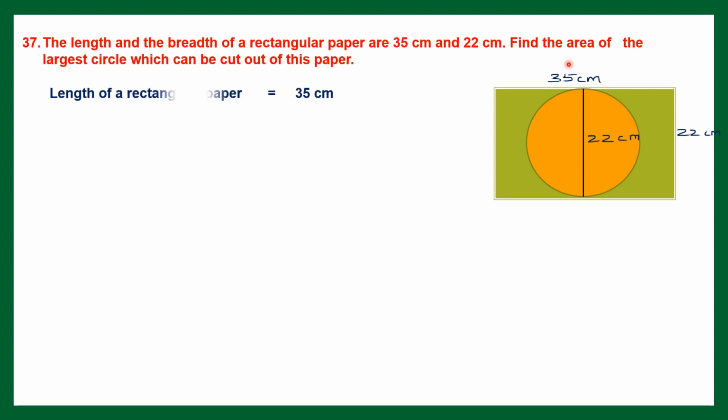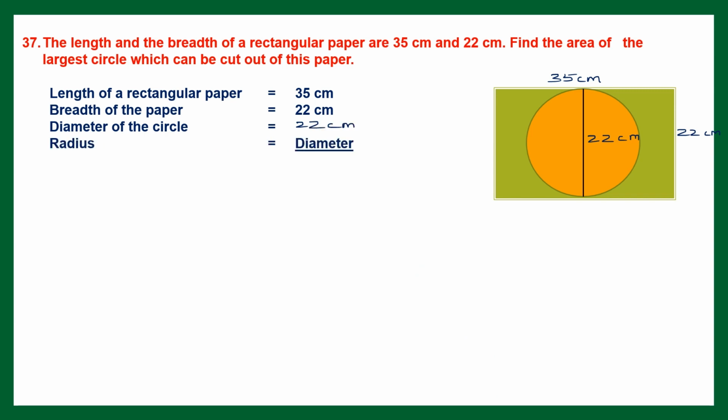So let's write what's given to us. Length of rectangular paper is given to us. Breadth is 22 centimeters. Now diameter of the circle is also 22 centimeters. So now we can find the radius by using the formula diameter divided by 2. And diameter is 22. Divide this by 2. 22 divided by 2 is 11. So that is 11 centimeters. So now we know the radius.